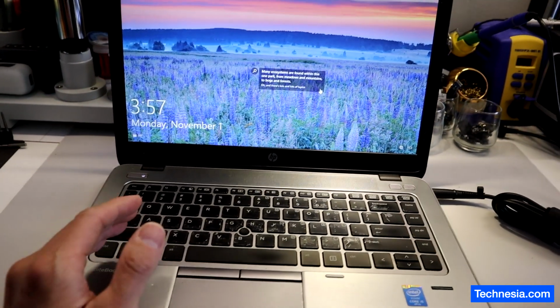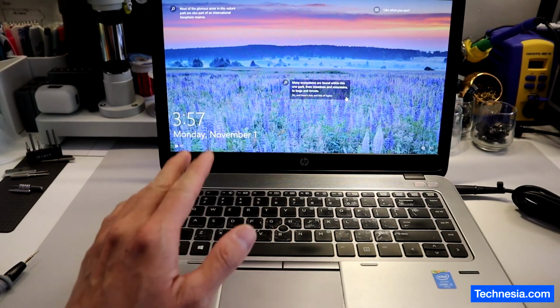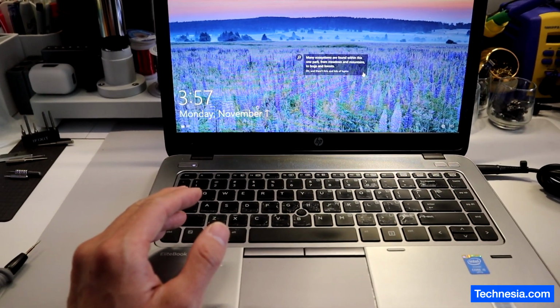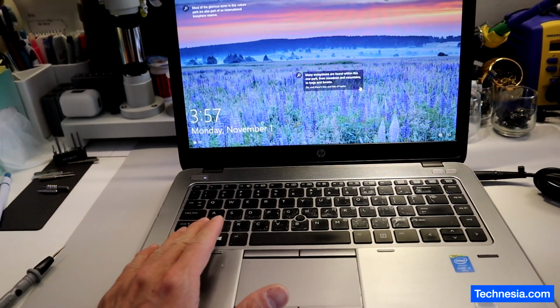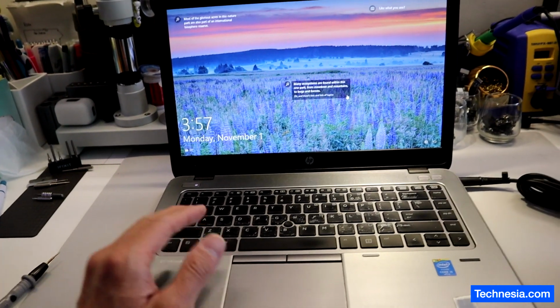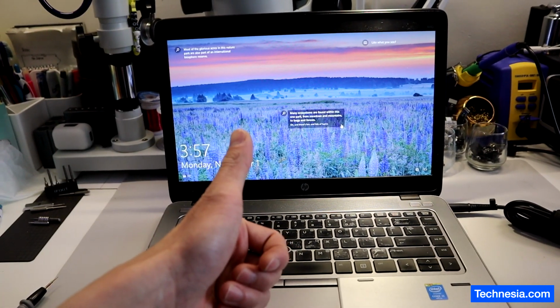It is not the motherboard problem like the other two repair shops told the customer, and it doesn't cost a lot of money to fix this laptop. So the laptop is fixed and ready for the customer to pick up.